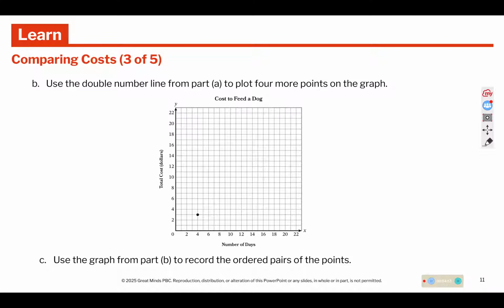Use the double number line from part A to plot 4 more points on the graph. We had 4, 3. The next one in our double number line, 8 and 6 were paired together. We'll go over to 8 and up to 6. Then we had 12 and 9 paired together. 16 and 12. And 20 and 15.